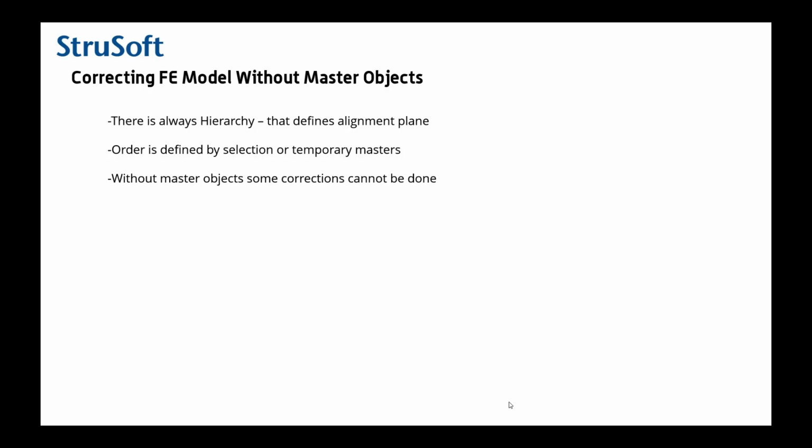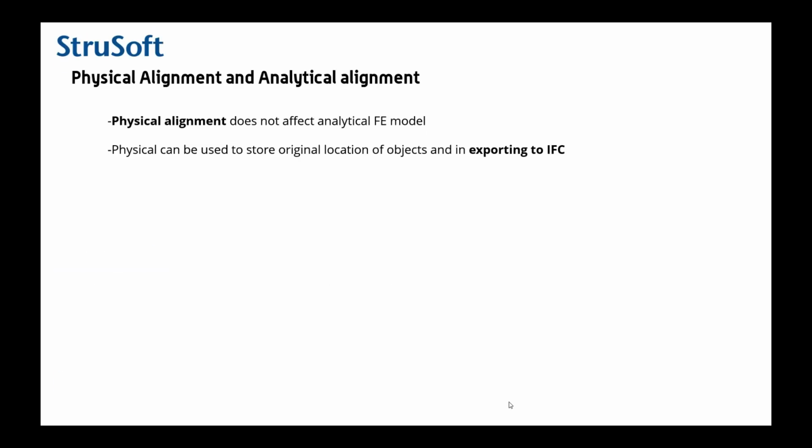But there's always a hierarchy, so you have to understand that even though there are no master objects in your process, you still define it by selection. What you select defines the hierarchy of the objects. But first we look at a concept called physical alignment.